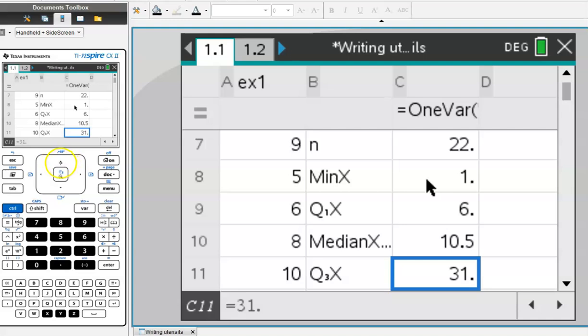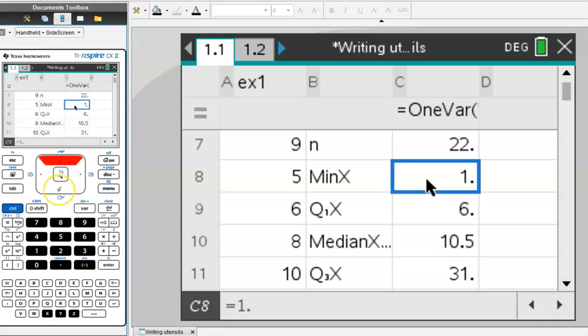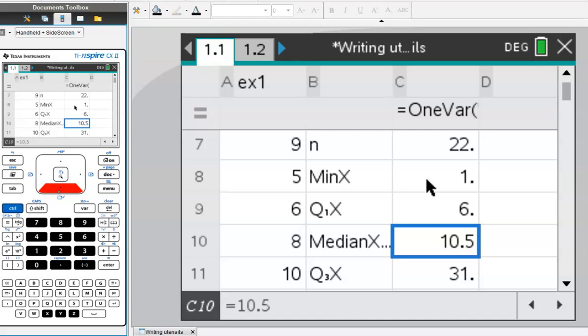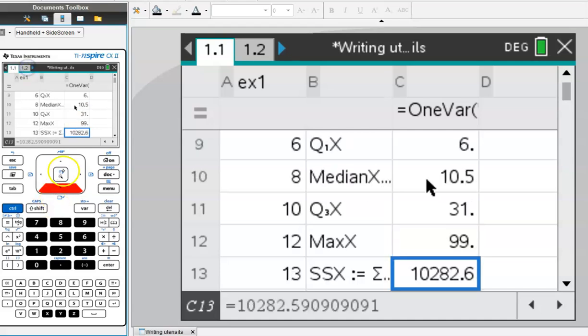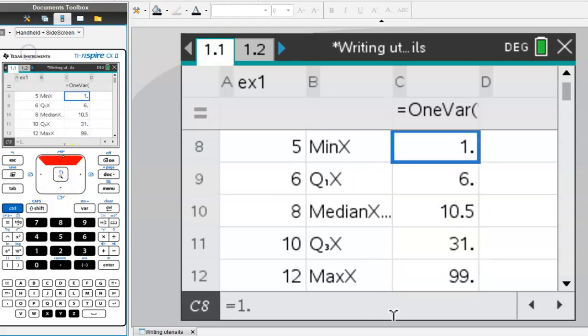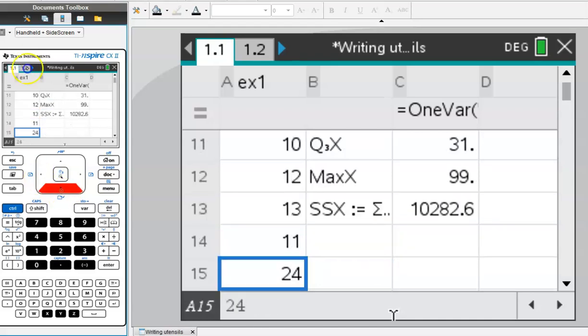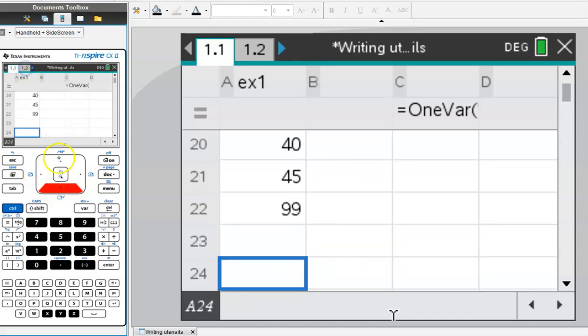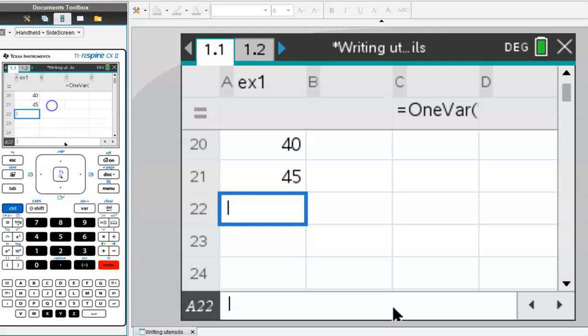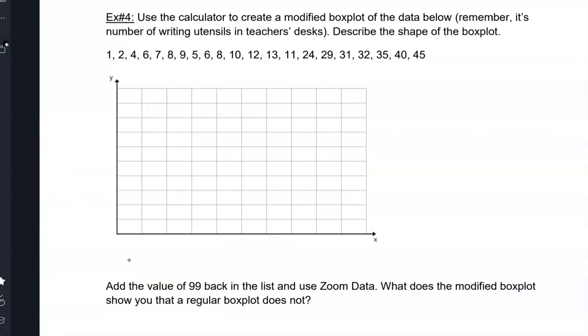We could graph a box plot based off of the 5-number summary, which notice our one variable statistics gives us that 5-number summary as well. So we don't have to always find that by hand, but it is important to be able to do that. So that's beautiful. I'm going to delete that 99. If you didn't delete that 99, go ahead and delete that. I think that's what I said in my directions. Yeah, so we don't have 99 anymore.